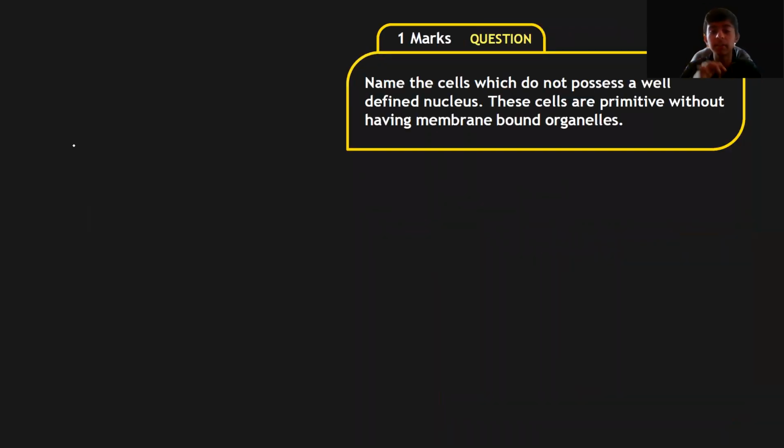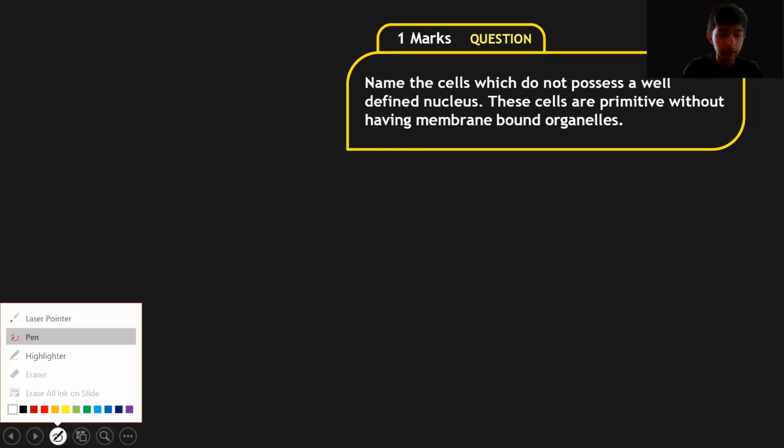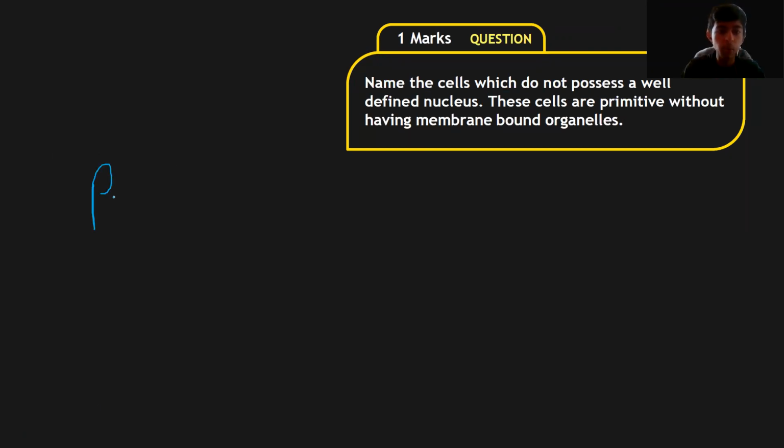Next question. Name the cells which do not possess a well-defined nucleus. These cells are primitive, without having membrane-bound organelles. So which are those type of cells? Yes, they are the prokaryotic cells.